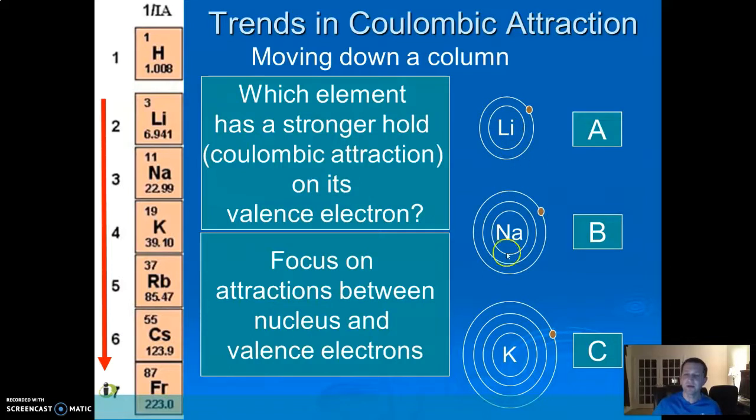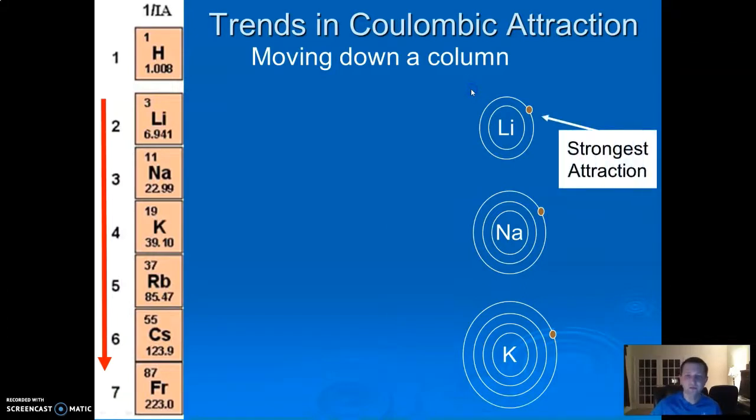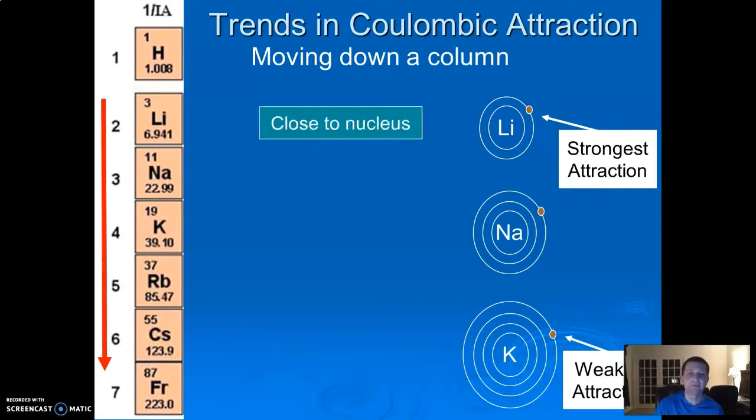Okay, so as you go down a column, that's what happens. You get further and further away. The atoms get bigger and bigger and bigger. So the electrons in the outermost level have less of an attraction with the more levels you gain, the more levels you add going down a column. So strongest attraction you could label as lithium, and then your weakest attraction you label as potassium.